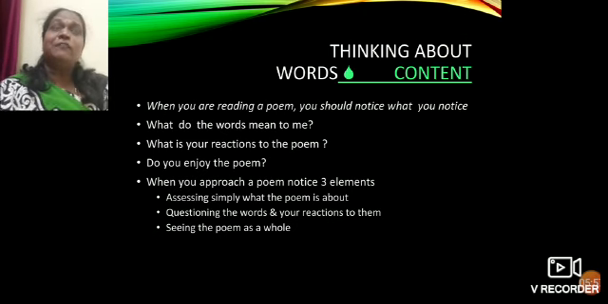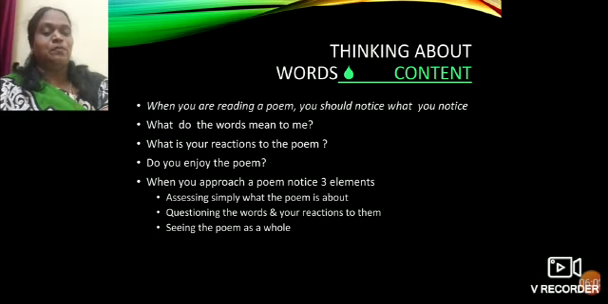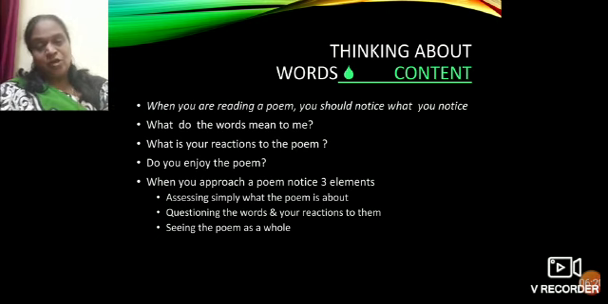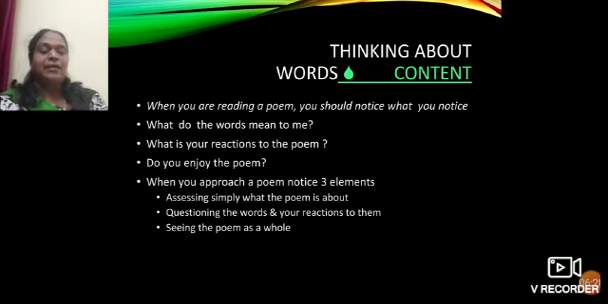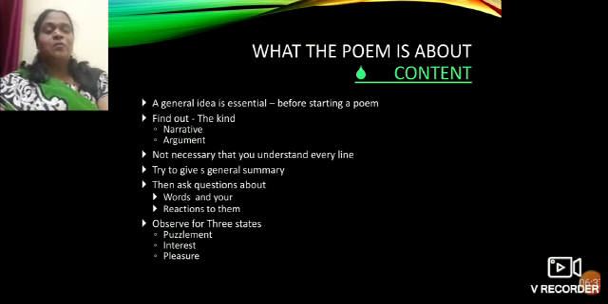Then, after looking for what these words mean to you, you need to look for your reactions to these words and to the poem as a whole. Then, you need to understand if you really enjoy the poem. Now, when you approach a poem, you might notice three elements. What are they? You need to understand what the poem is about. So you need to assess the content of the poem in general or the crux of it. Then the next stage is to question the words and your reactions to them. Then look at the poem as a whole. So that's how you assess or understand the poem with regard to the words.